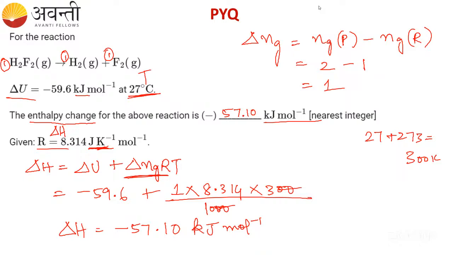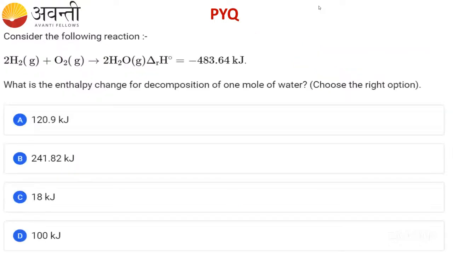So now we'll go for the next question. So far we have discussed the questions from thermodynamics. Now let us go for some questions from thermochemistry. The first question from thermochemistry is: consider the following reaction, 2H2 plus O2 giving 2H2O. Delta H R naught for the reaction is given as minus 483.64 kilojoule.